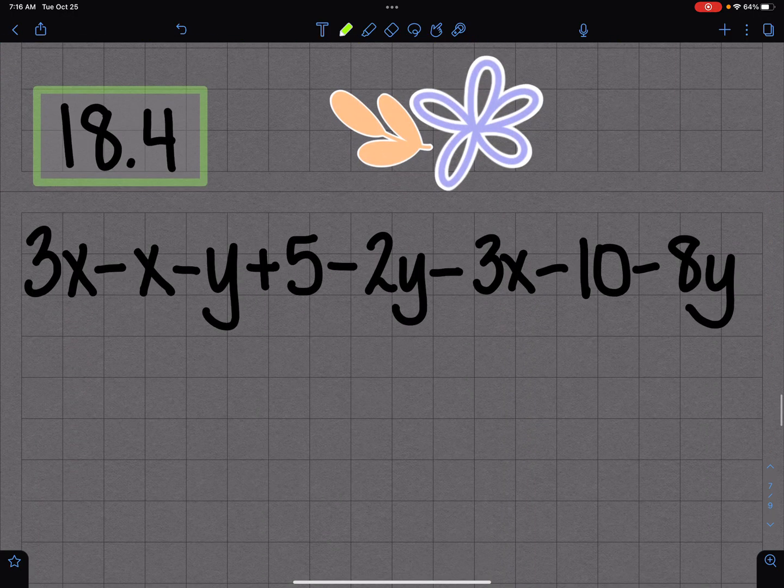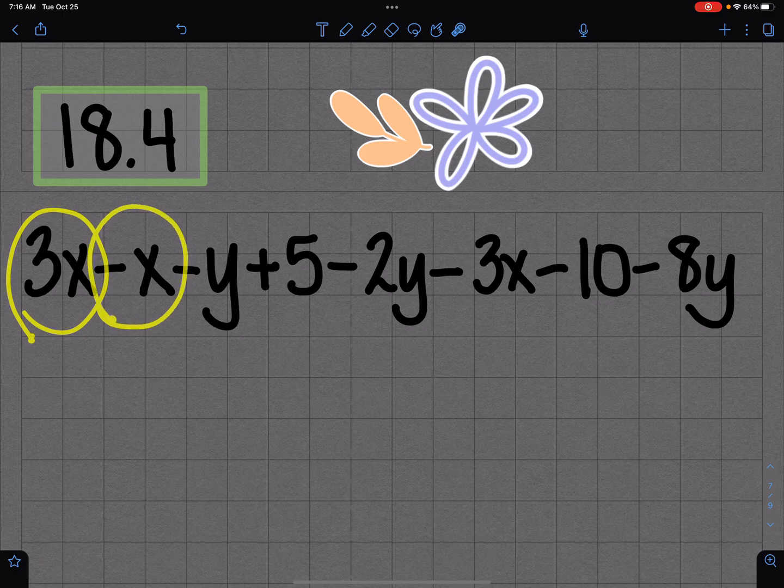Let's do example 18.4. We are cruising. Simplify by adding like terms. What do we got here? We got a 3x. Is there another, just a plain x? Oh yeah, there's one there. Don't miss that one. That would be tricky. And remember the implied 1. And then we've got this -3x over here.